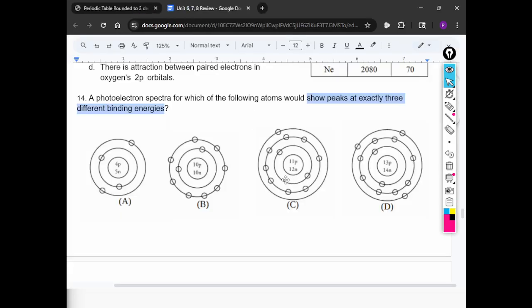Okay, this one right here will have 4 peaks on its PES, and this one right here will have 5 peaks. Okay, so that's the little trick for this one. It's recognizing that the PES data, the peaks, tell you about the subshells, not the shells. Okay. All right, let's move on.